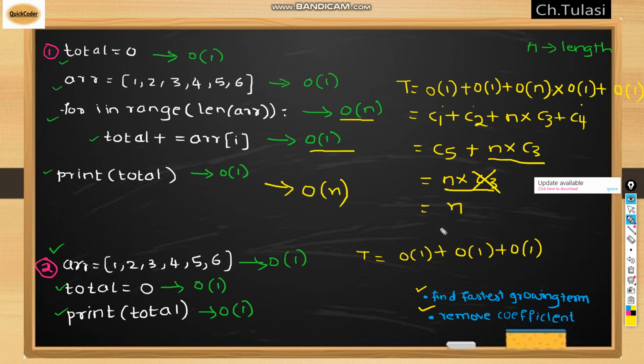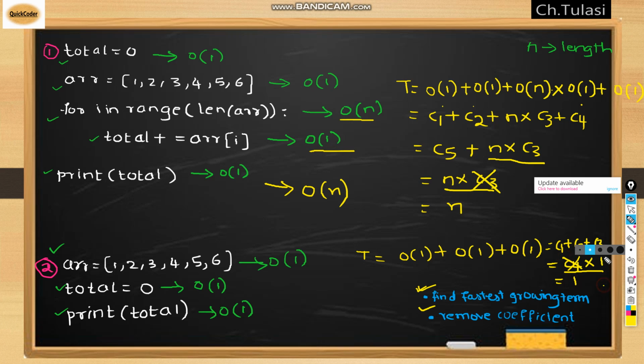As these three are constants, let's say c1 plus c2 plus c3. Adding all these constants, we will get another constant, let's say c4. So we have c4 into 1. What is the first thing? Find the fastest growing term. As this is the only term remaining, this is the fastest growing term. Remove the coefficient. If we remove this coefficient, we will remain with 1.